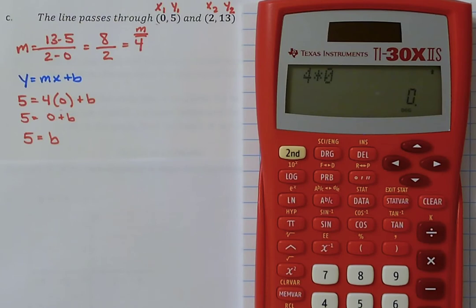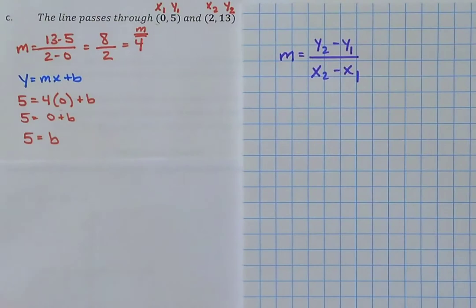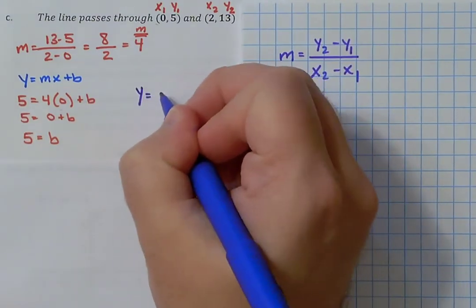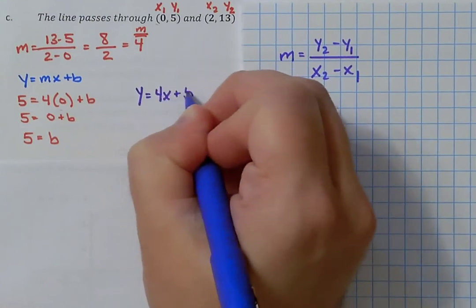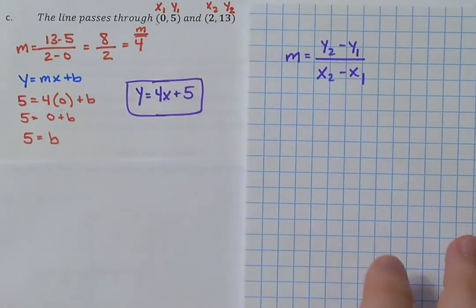So I have now successfully figured out my slope, which was 4. I figured out my y-intercept, which in this case is 5. So I now know that my equation is y equals 4x plus 5. And that is my answer.